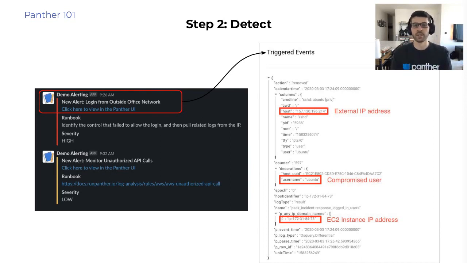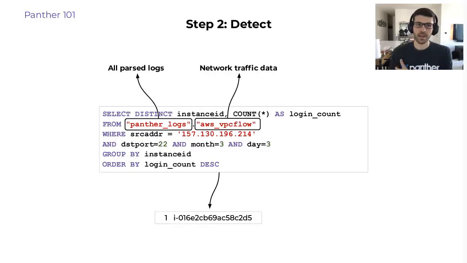But from these triggered events, we can start to gather some of these indicators, such as, what's the IP address that this attacker logged in from, what's the compromised user, and what is the instance that they connected to. So taking this information, we can sort of pivot around to SQL, and then we can write a query that essentially gives us what the instance ID is for the IP address.